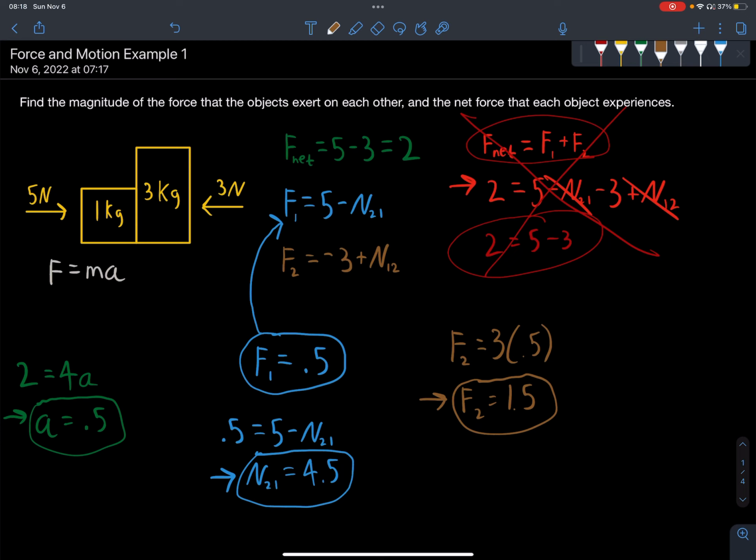The total force on object 1 is 0.5 newtons. The total force on object 2 is 1.5 newtons. And the total force on the system is 2. And the force that each object exerts on each other is 4.5. And if we take a look here, this passes the gut check as well. Since we have a positive force on each of our objects and on our system, then we should have a positive acceleration on each of our objects in our system, and we do. So just a quick little intuition test to make sure everything makes sense, and it does.